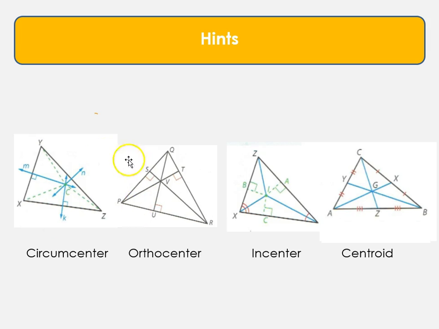So let's take a look at all of these centers together. We have the circumcenter, the orthocenter, the incenter, and the centroid. And what you need to be able to do before you take the quarter exam is to be able to look at one of these and tell what type of lines they have. Is it an angle bisector? Or is it a median? Or is it an altitude? Or a perpendicular bisector? And then name the type of triangle center.